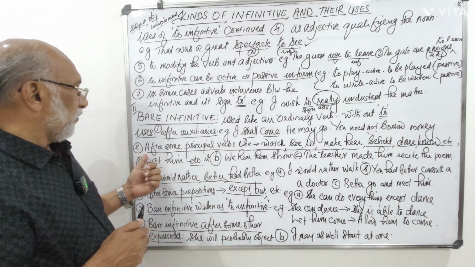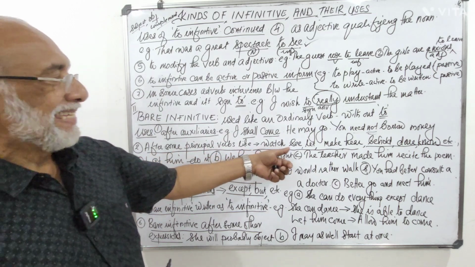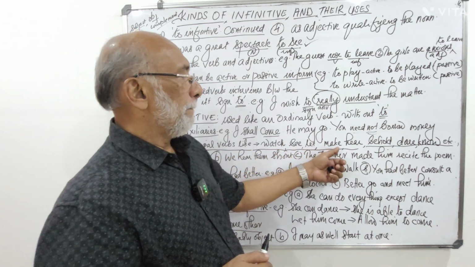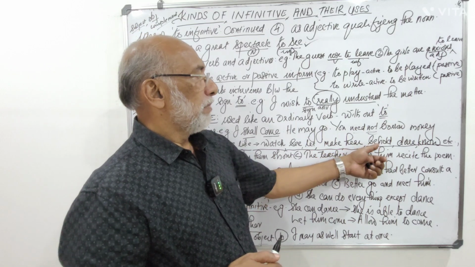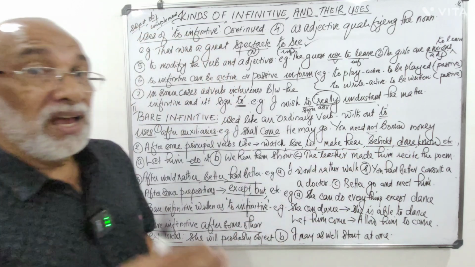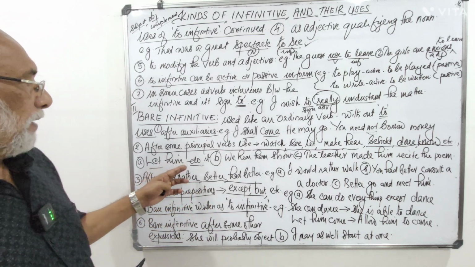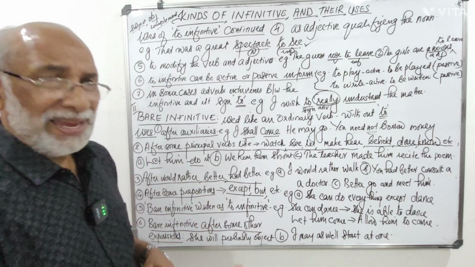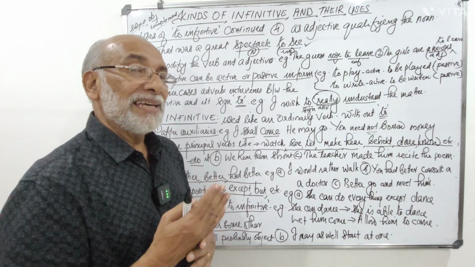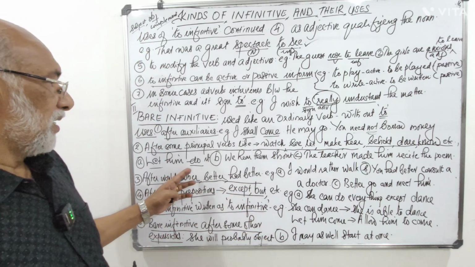Then coming to the second one, after some principal verbs like watch, see, let, make, hear, behold, dare, know, etc., we don't use to. See the example. Let him do it. Let him to do it? I think we have a tendency to say like that. Let him to do it? No. Let him do it.